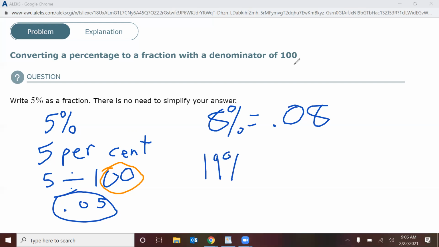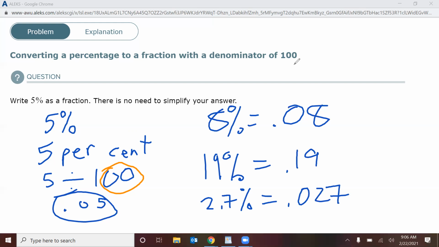19% would be 0.19. 2.7% would be 0.027. Notice each time the decimal point and the percent moves to the left 2 places. And that's all it is.